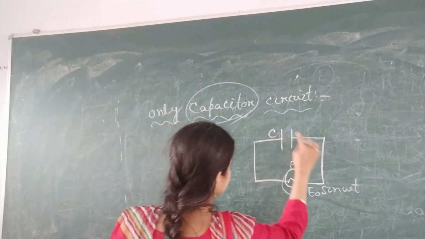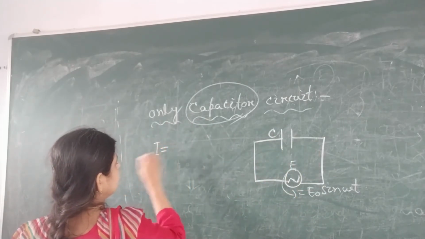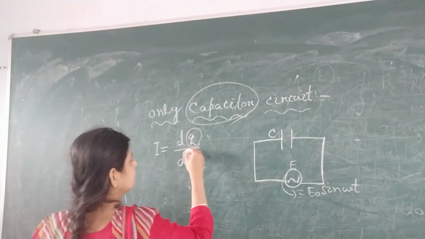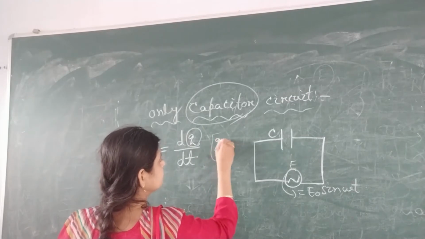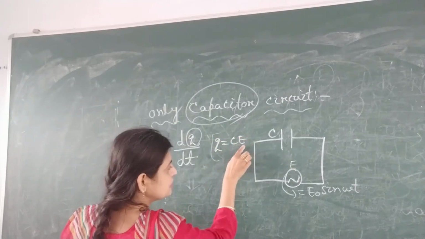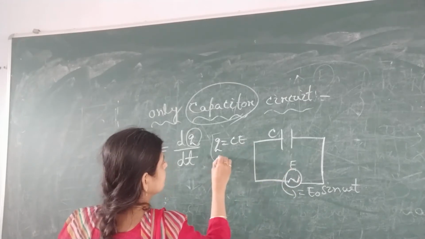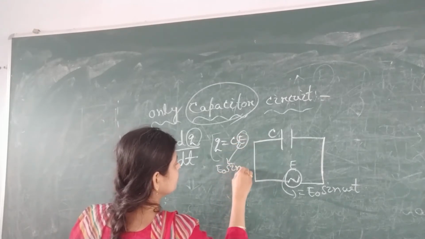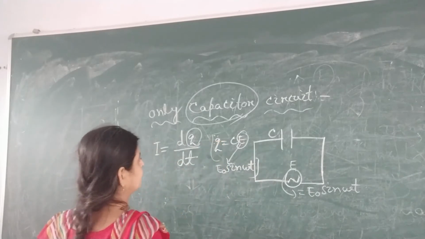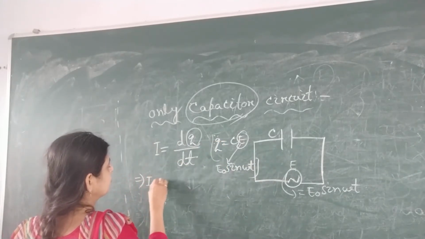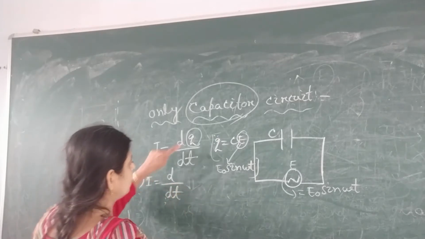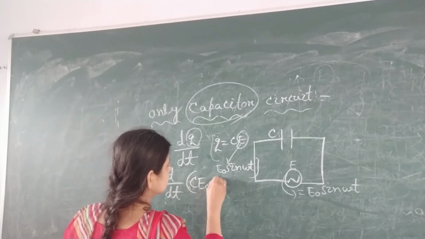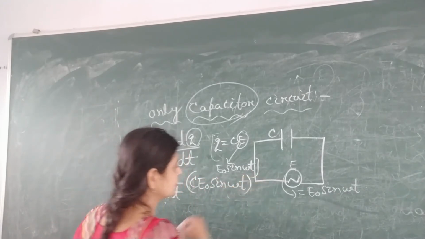Now what will be the current? I is equal to dq by dt. Already we know Q is equal to CV, or you can write down here CE also. EMF is here E. Again E is equal to E0 sin omega t. So we can write down I is equal to d by dt of Q, is equal to d by dt of C into E0 sin omega t.